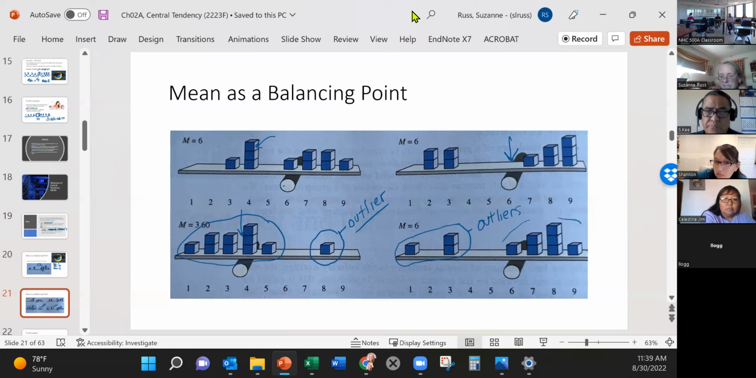Because the data cluster here. And you can see that these outliers have a lot of power. It's as if these outliers are really strong magnets and they're pulling the mean toward them with some sort of a force. And so the mean is pulled toward the outlier. There's only one outlier here, so the force isn't very great.